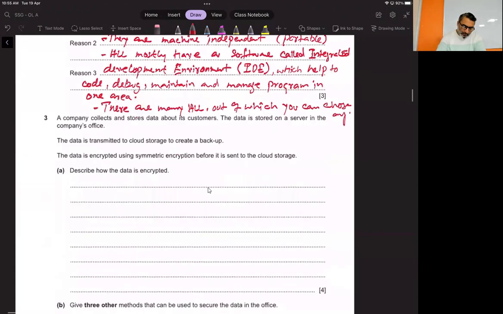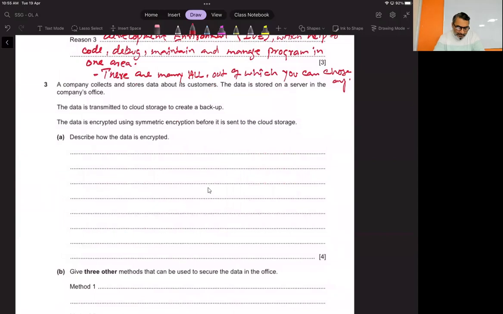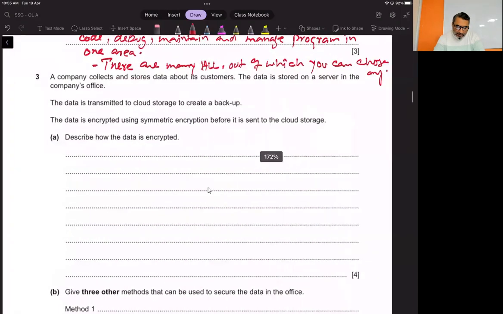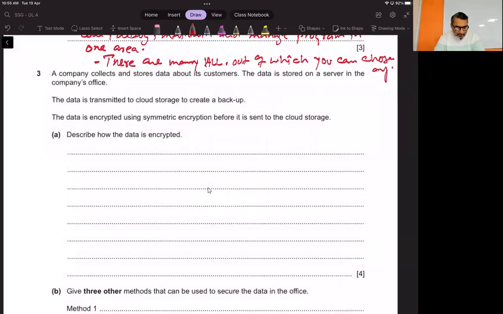Now, a company collects and stores data about its customers. The data is stored on a server in the company's office.